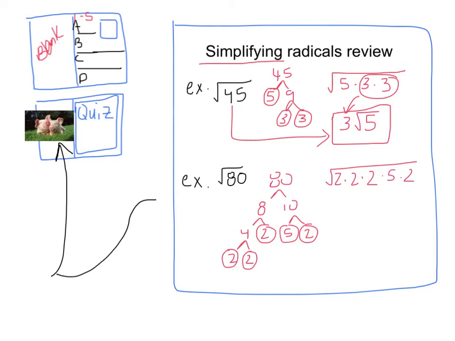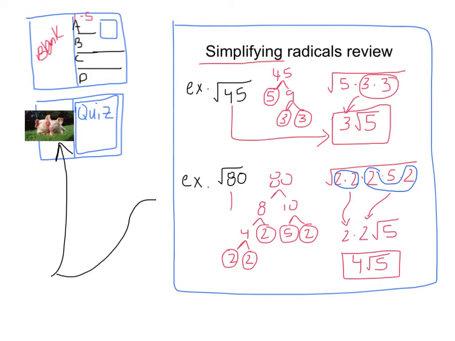Okay, let's check. Are there any factor pairs here? Well, yeah, there are. There's a pair here, and there's another pair, even though they're not next to each other, right there. So again, the square root of 5 is going to stay inside of the square root. Remember, for every pair, 1 comes out. That means that this would simplify to 4 square root of 5. So square root of 80 would simplify to 4 square root of 5. Okay, we're ready to go back to our notes now.